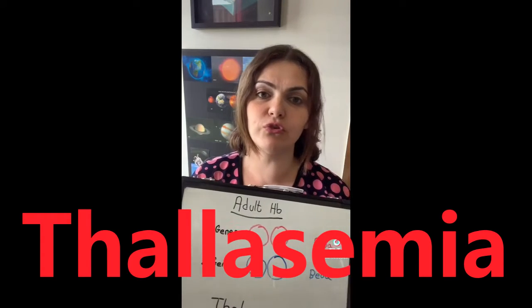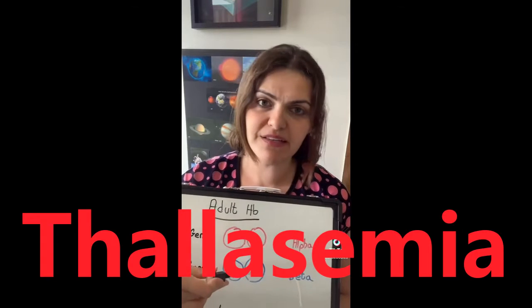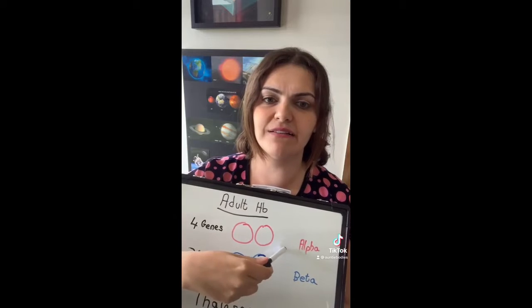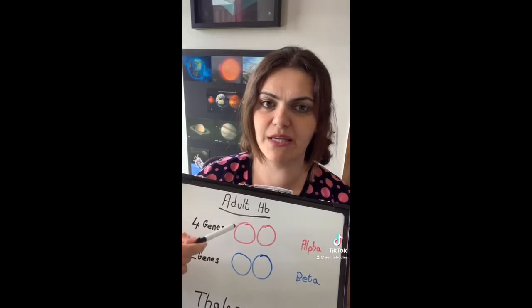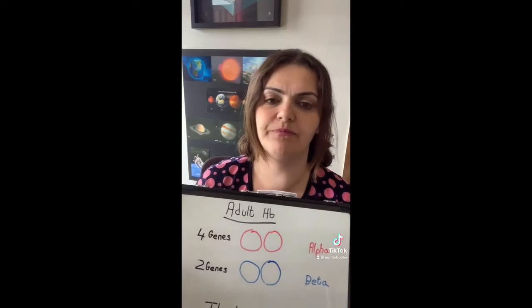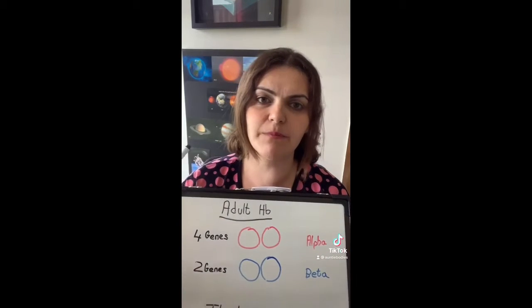So there are 2 groups of thalassemia, alpha thalassemia and beta thalassemia. And as you can guess, alpha thalassemia means that it's affected by the alpha chains of the hemoglobin, and beta thalassemia means that the beta chain is what's affected. I'm going to start with beta thalassemia because it's the simpler of the 2.